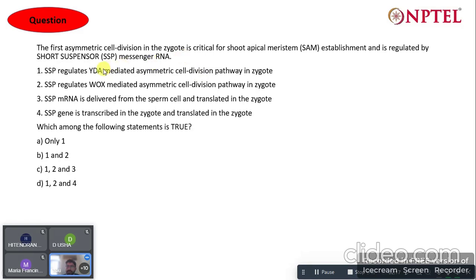The first asymmetric cell division in the zygote is critical for shoot apical meristem establishment, and is regulated by the short suspensor, that is SSP, messenger RNA. So the options are: SSP regulates YDA mediated asymmetric cell division pathway in zygote. SSP regulates WOX mediated asymmetric cell division pathway in zygote. SSP mRNA is delivered from the sperm cell and translated in the zygote. SSP gene is transcribed in the zygote and translated in the zygote. Which of the following statements is true? Can anybody take a guess?